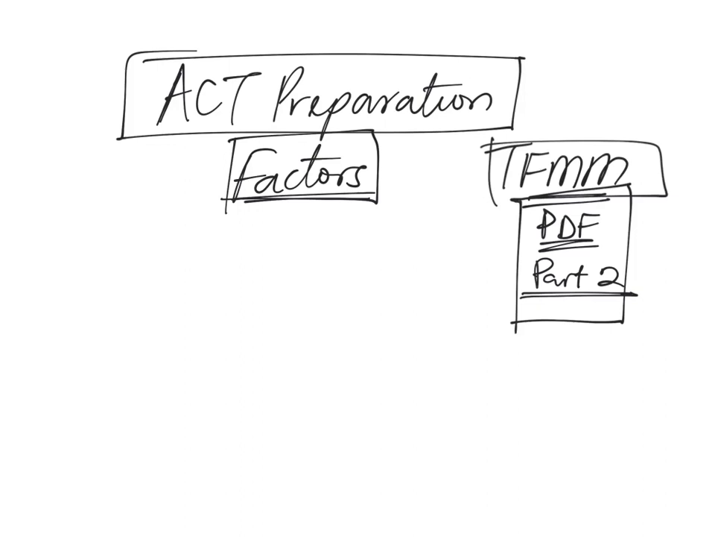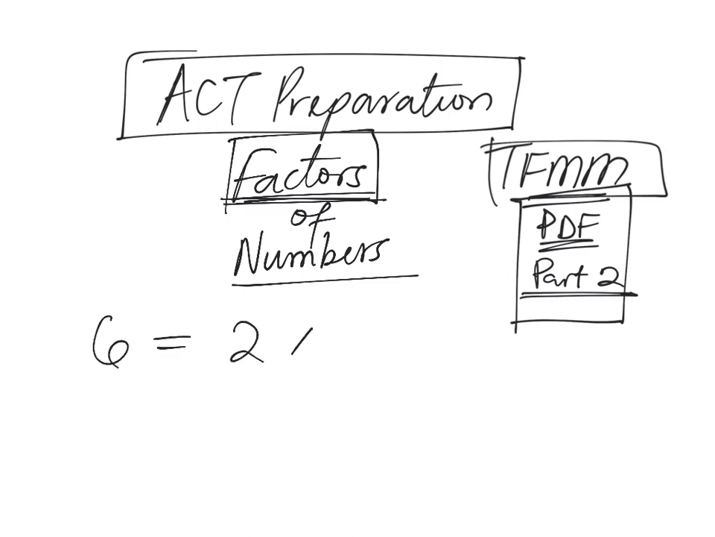So now let's talk about factors, factors of numbers. So we talked about types of numbers: real numbers, rational numbers, irrational numbers, natural numbers, whole numbers, integers. Now let's talk about factors of numbers. The factors of a number can be multiplied to give you that number. So for example, 6. The factors of 6 are like you have 2 times 3 is 6, right? So those are factors of 6.